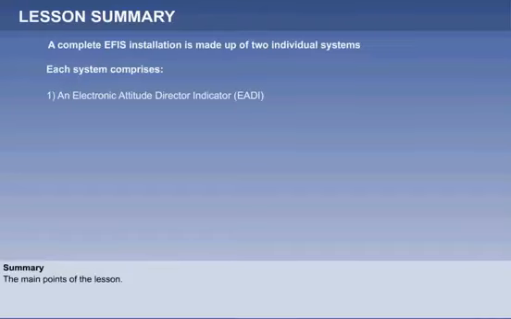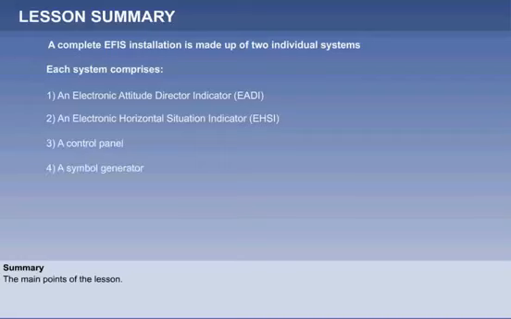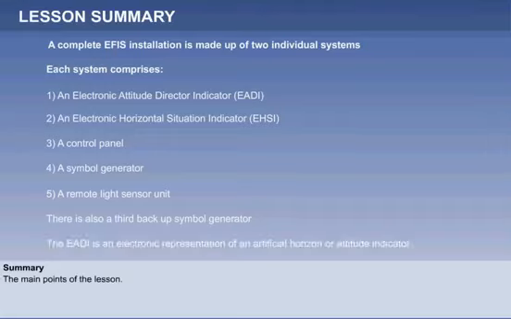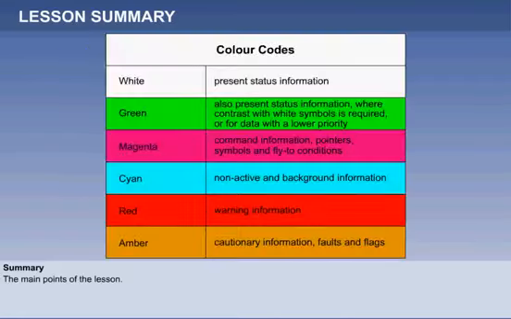A complete EFIS installation is made up of 2 individual systems. Each system comprises an Electronic Attitude Director Indicator, or EADI, an Electronic Horizontal Situation Indicator, or EHSI, a control panel, a symbol generator, and a remote light sensor unit. There is also a third backup symbol generator. The EADI is an electronic representation of an artificial horizon or attitude indicator. There is a color coding convention.